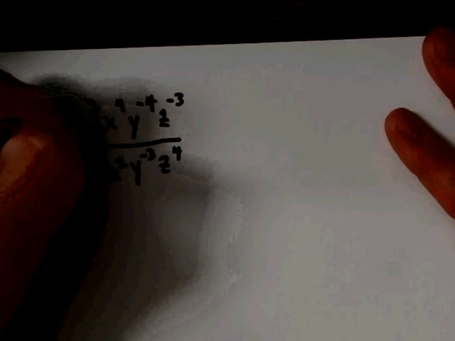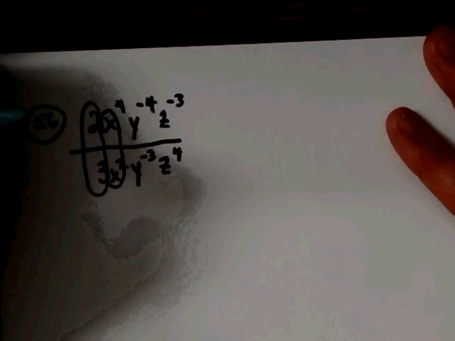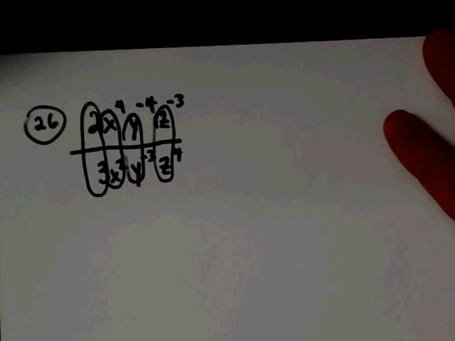And so, here are my like bases. 2 and 3 are like because they are numbers. X and X are alike because they're X's. Y and Y are alike because they're Y's. Z and Z are alike because they're Z's. So I have the quotient rule for all 4 pieces.